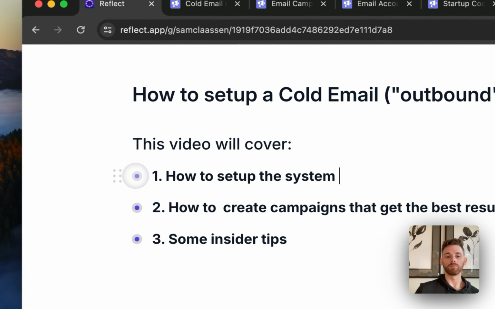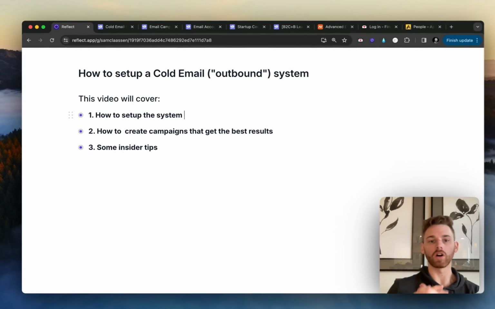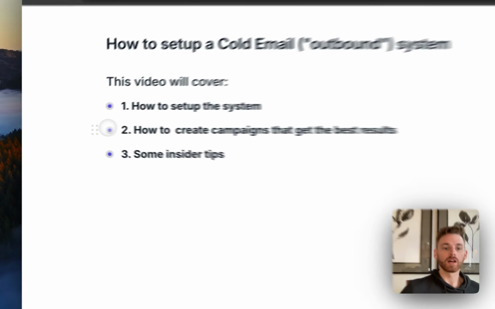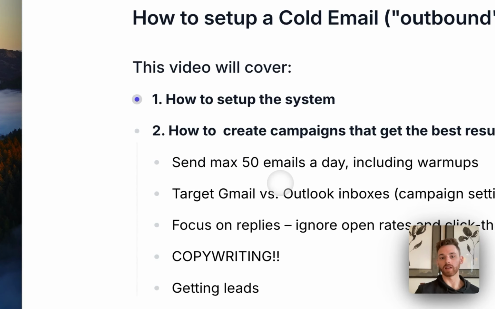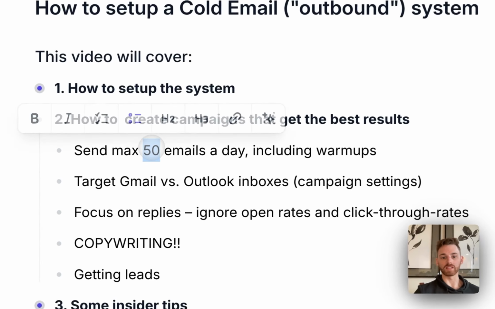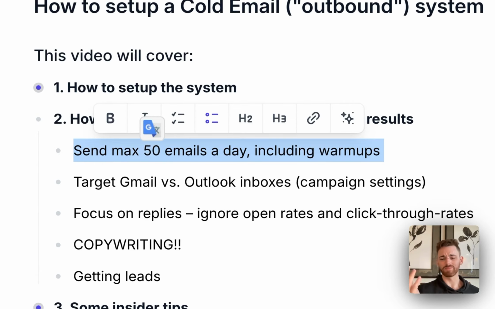So let's assume now we're 2 weeks forward. All of our emails are set up. The emails are warmed up and they're ready to start sending. So let's talk about how to get a campaign going. So like I said, you're going to want to send a max of 50 emails a day, including warmups. You can just set up as many domains and inboxes as you want till you get to the volume that you want.